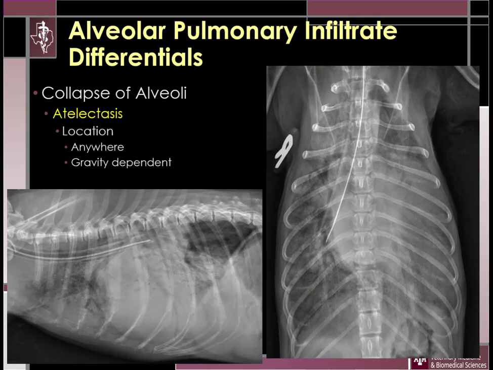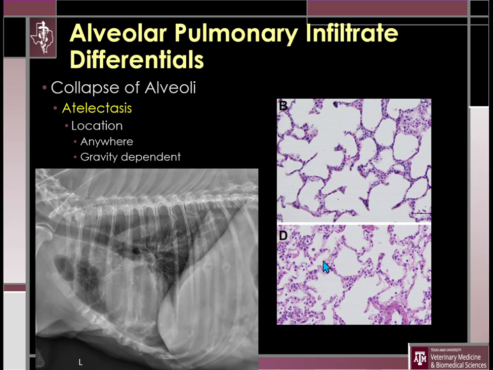Atelectasis can cause an alveolar pattern. It can occur anywhere. It's usually gravity dependent, or in this case, because the endotracheal tube is in the right primary bronchus, this left lung is completely atelectatic, so there's no air in it, and so we have this alveolar pattern. These air bronchograms are overlying the heart. There's this diffuse soft tissue opacity. We have a loss of visualization of the pulmonary vessels throughout this region because we have that collapse of those airways, so they're no longer filled.